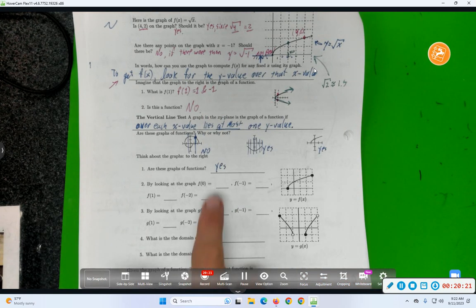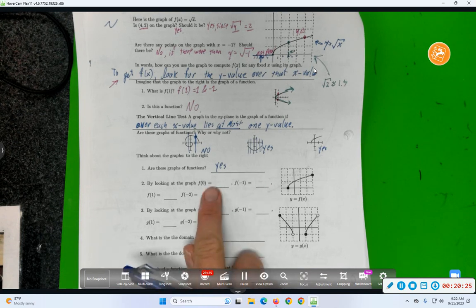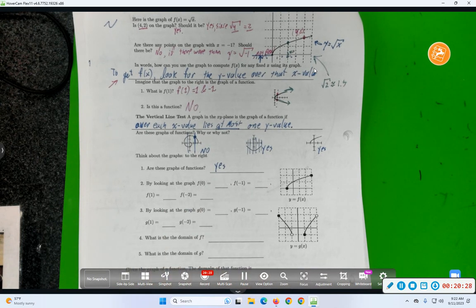I'll just give you a second. Fill in those blanks: f of 0, f of negative 1, f of 1, f of negative 2, and the same thing for g.